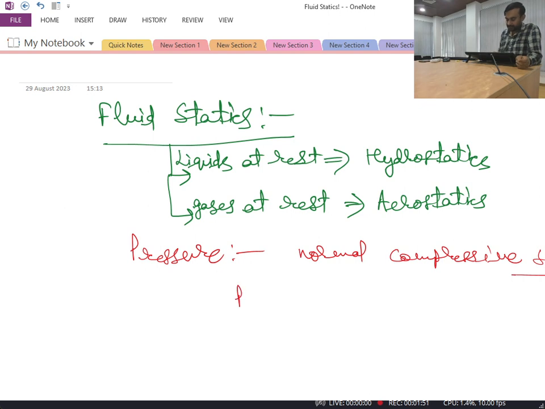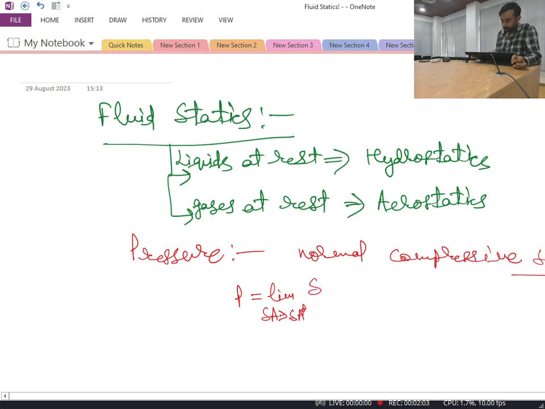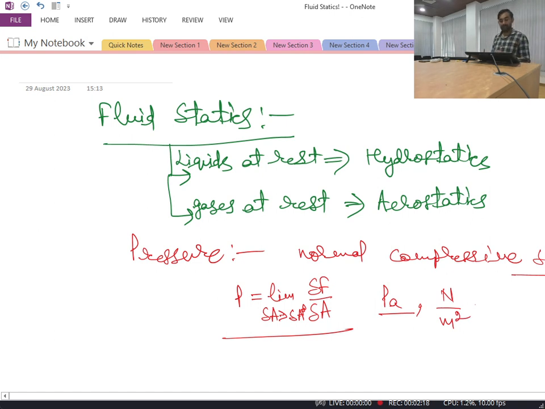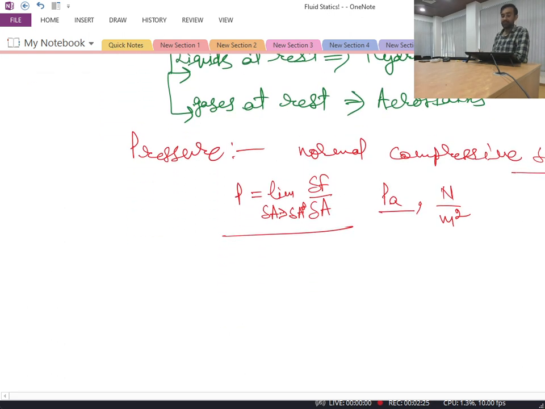The fundamental definition of pressure we have already seen. It is the limit as delta A approaches delta A star, where delta A star is the limit of surface area corresponding to the continuum, and this is equal to delta F by delta A. This is the fundamental definition of pressure, and its unit is Pascal. You can also write that 1 Pascal is 1 Newton per square meter. Okay, so this is something we have already talked about, but there are certain aspects which we need to study in more detail.